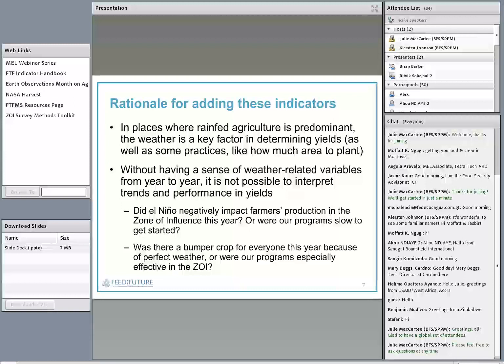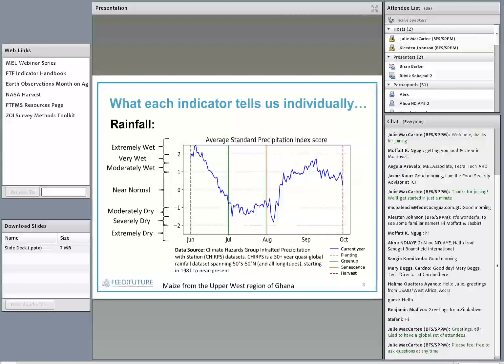So was it El Nino that negatively impacted farmers' production in the zone of influence this year, or were our programs slow to get started? Was it a bumper crop for everybody this year because of perfect weather, or were our programs really just especially effective in the zone of influence? Without understanding what the weather was like in very simple terms, it's very difficult to give an appropriate interpretation of the key indicators that we monitor as part of our programming.